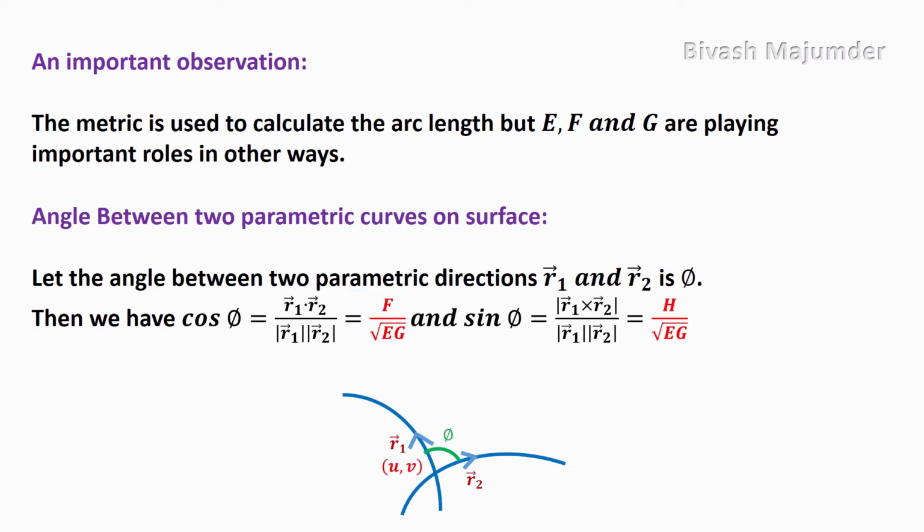Now we derive the angle between two parametric curves on a surface. Let the angle between the two parametric directions R1 and R2 be phi. Then we have cos phi equals F by square root of E into G, and sin phi equals H by square root of E into G.